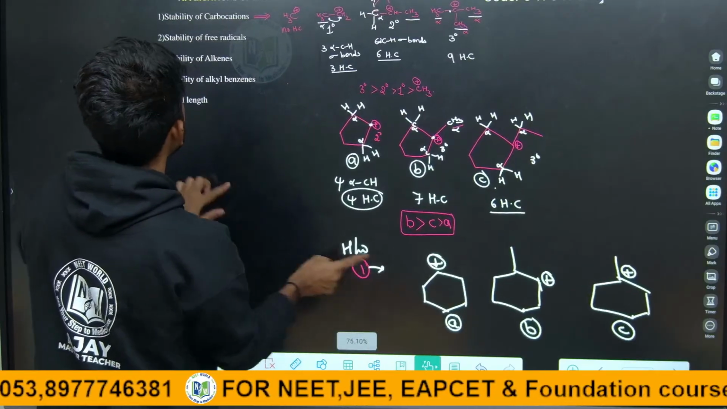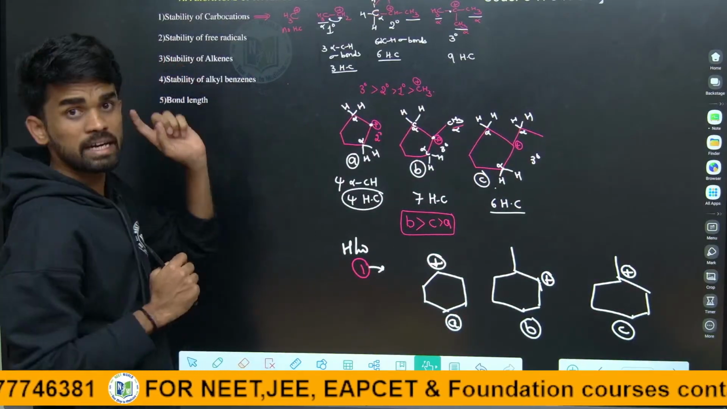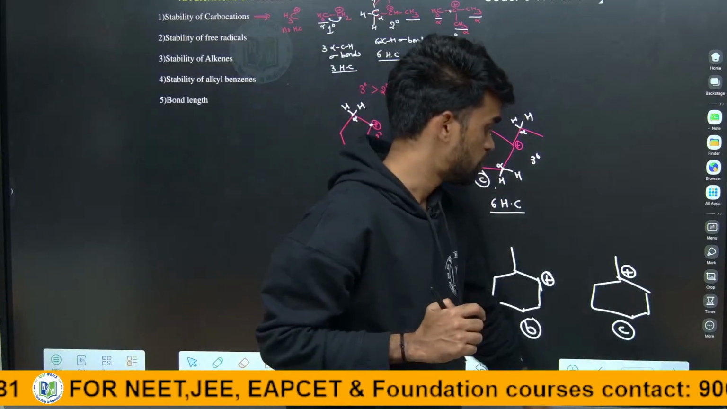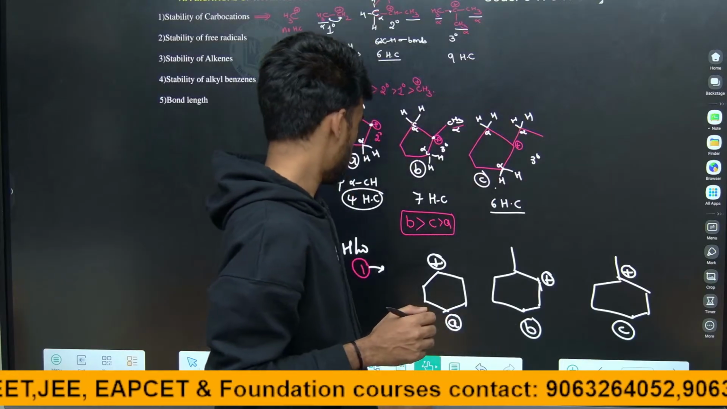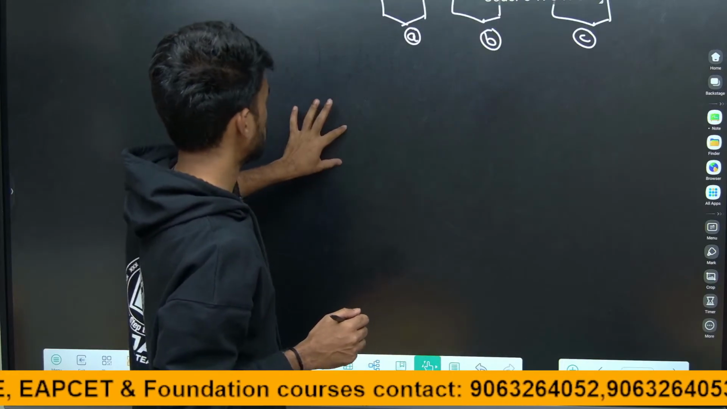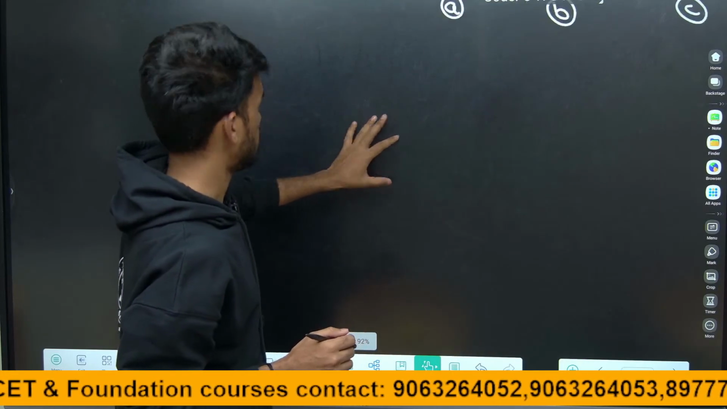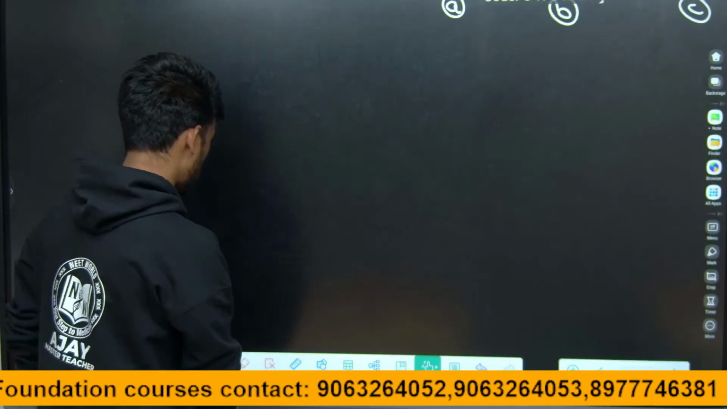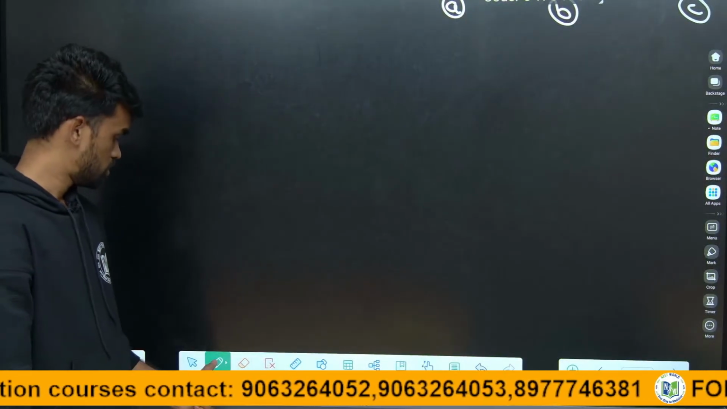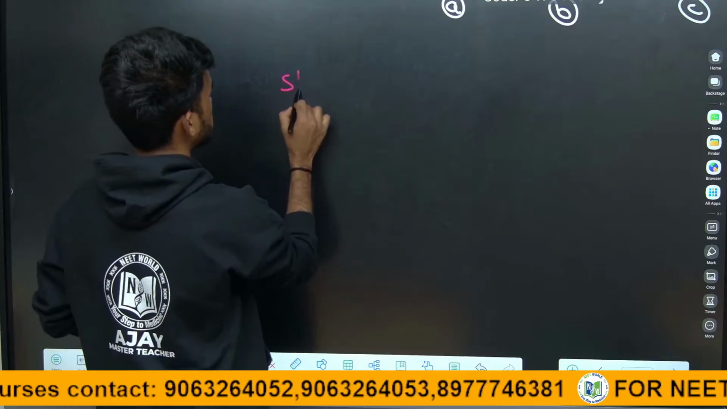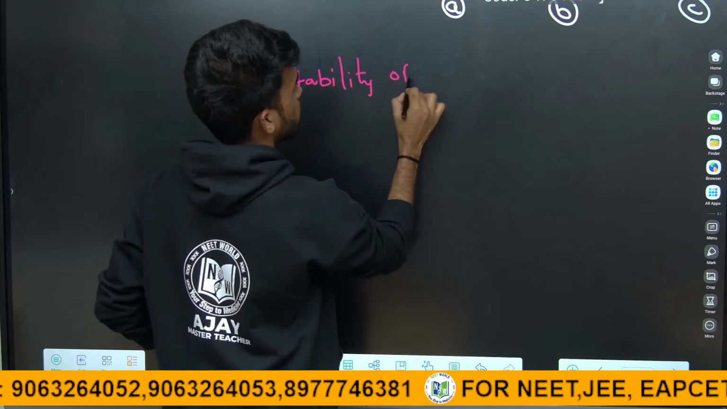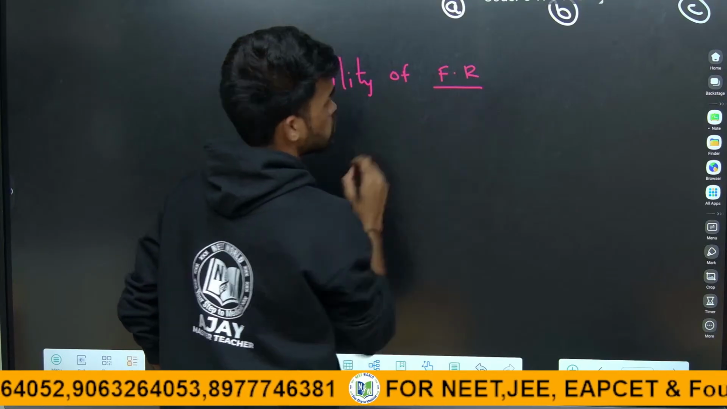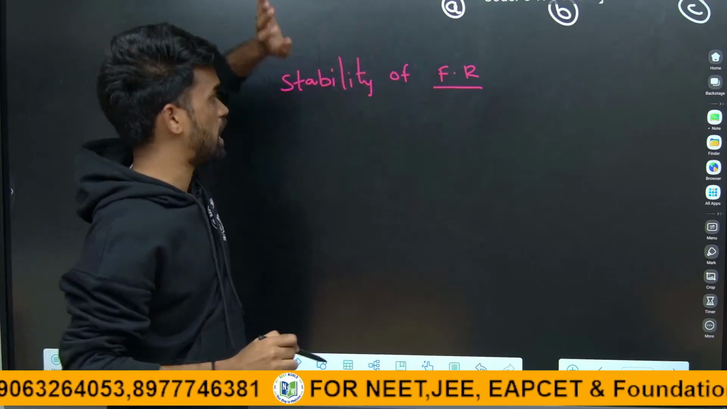Okay. The next thing is, let us discuss the stability of free radicals. What am I discussing now? Stability of free radicals. So write the heading as stability of free radicals first. It is also similar to carbocation stability only.